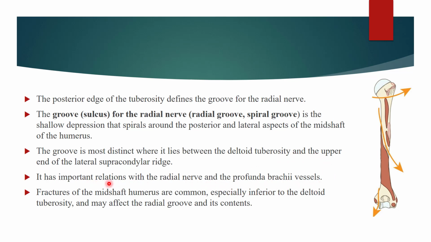This question is also very, very important: what are the important relations of the radial groove, or which nerve or artery is present in the radial groove? So it is the radial nerve and the profunda brachii vessels which are present in the radial groove. Fractures of the mid shaft of the humerus are very common, especially inferior to the deltoid tuberosity, and may affect the radial groove and its contents.